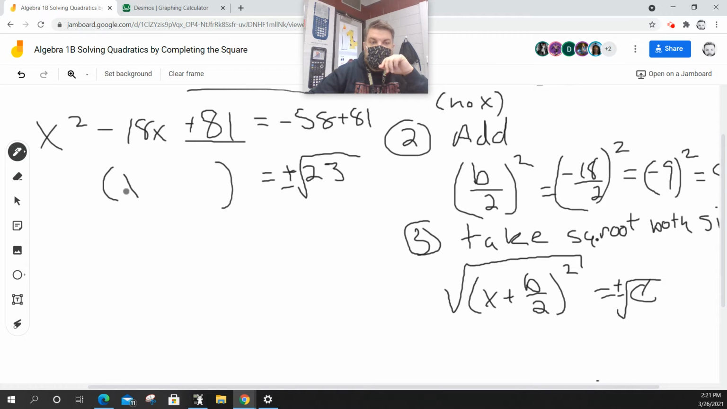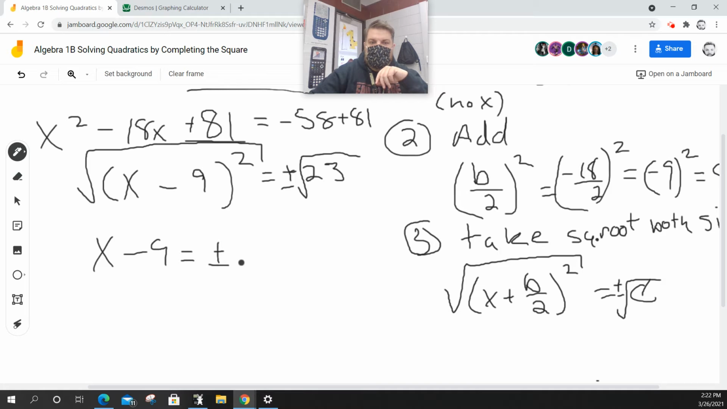But over here I've got x. What's b over 2? Negative 18 divided by 2, which is what? Negative 9. Well, we don't need to square it. We're going to say negative 9 here, and then put the square out here. Then we're going to take the square root of this whole thing. So that leaves me with x minus 9 is equal to plus or minus the square root of 23.